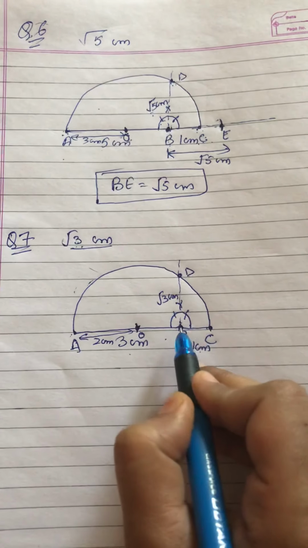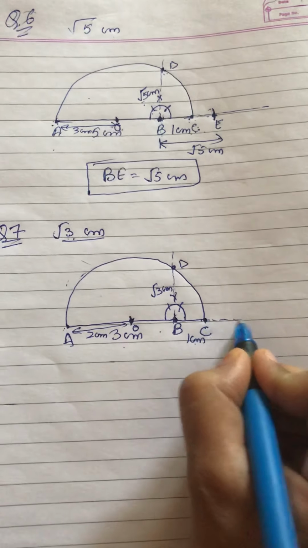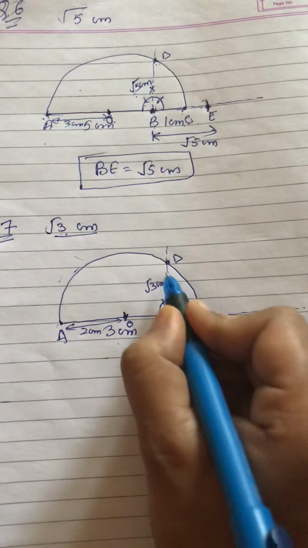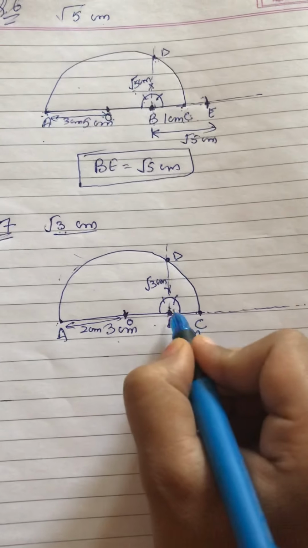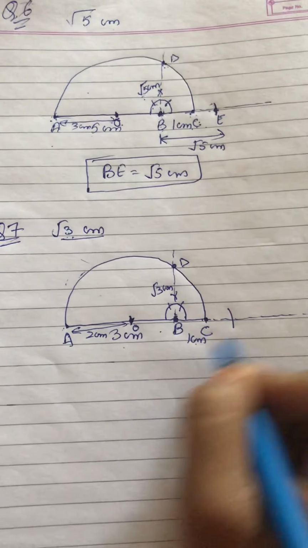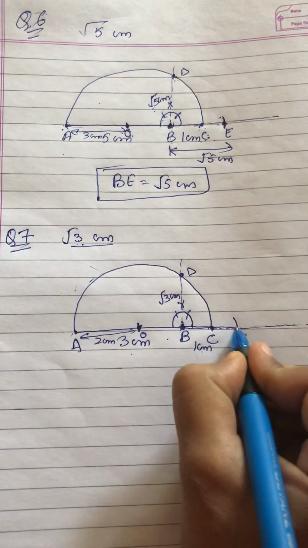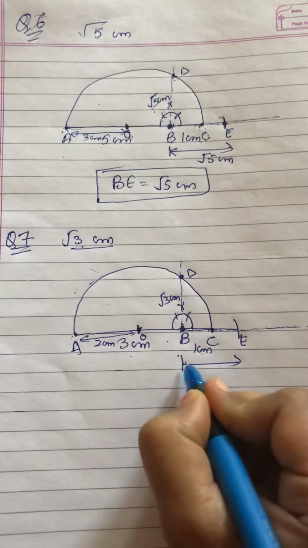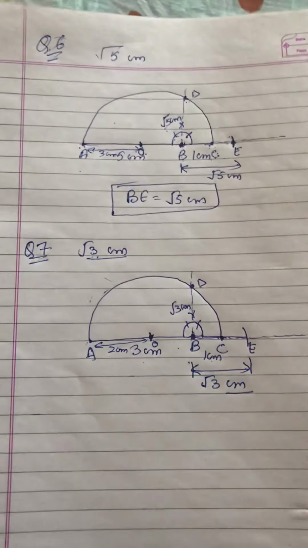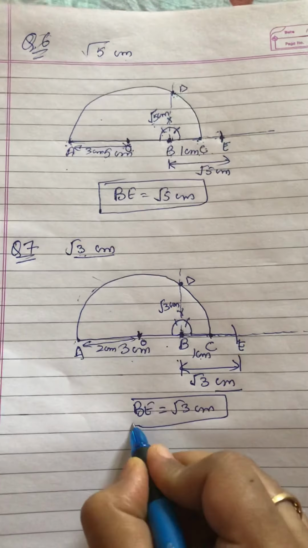Now we have to locate this much length on this line segment also. So produce this AC a little bit more. How much do we have to mark? Root 3. The root 3 measurement we have found, that is BD. Put your compass at B, open it up to D, and mark one more arc on this side. This is the point E. So what is the length of this BE in this question? In this question, the length of BE is what we have to find, that is root 3 centimeters. So here we have found BE is equal to root 3 centimeters.